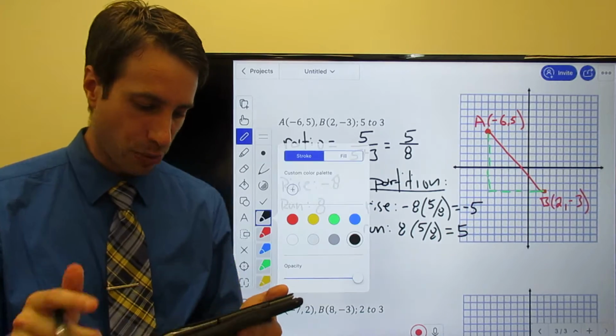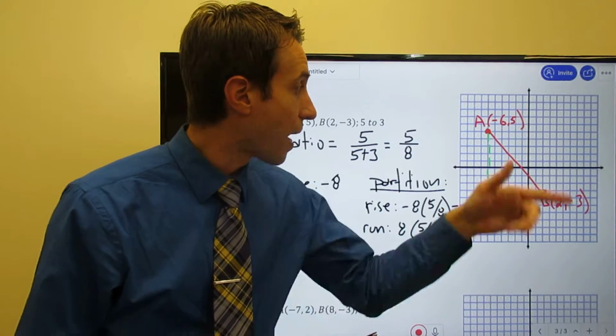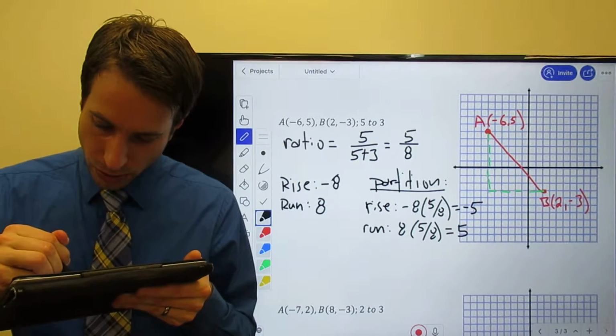Let's find that partition point. So it's going to be down 5 over 5.